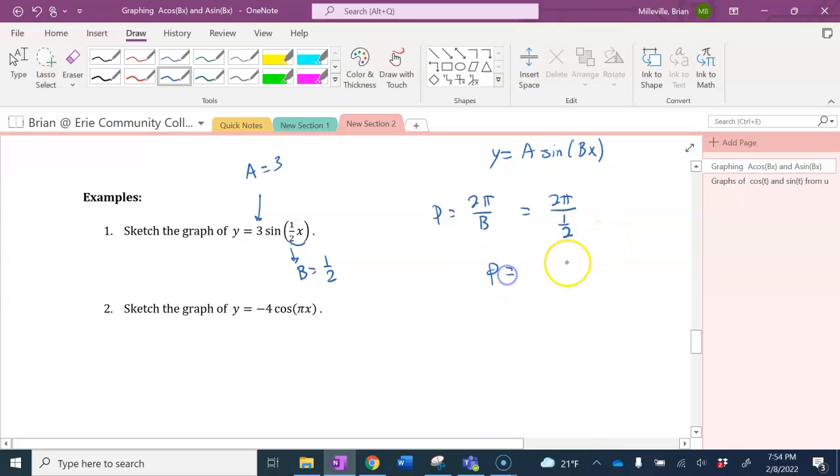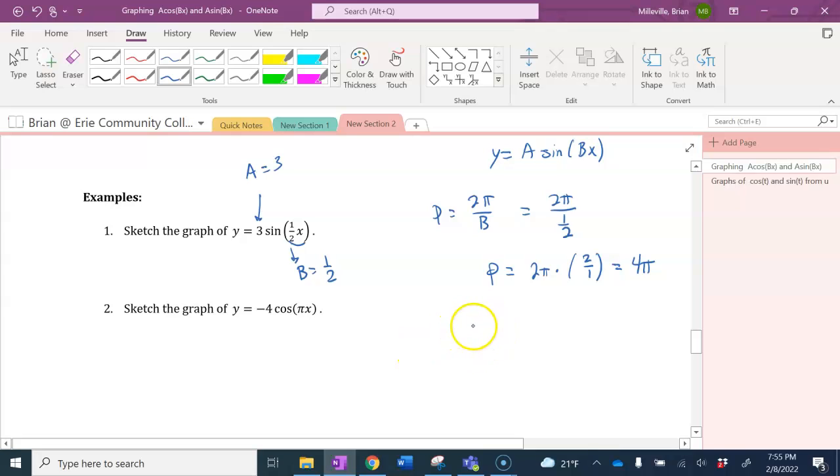Remember, when we divide by a fraction, we multiply by the reciprocal, and we keep, change, flip, meaning we keep the numerator alone. We change the division to multiplication, and then we flip the denominator. So that's going to be 2 over 1. So that's just 2. 2 pi times 2 is going to give us 4 pi. So the period for this first example is going to be 4 pi.